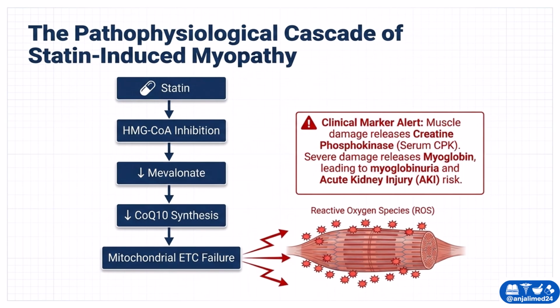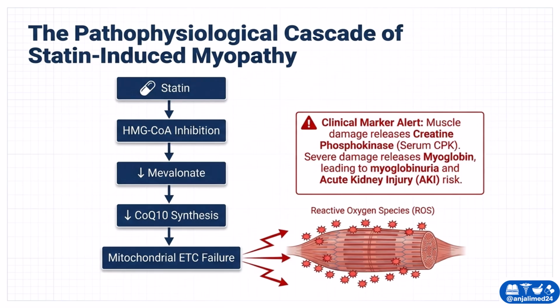Now let's connect everything into one pathophysiological cascade. It starts with statins, which inhibit the HMG-CoA reductase, leading to a drop in mevalonate, and that means reduced coenzyme Q10 synthesis. Now, here's the problem. Without coenzyme Q10, the mitochondrial electron transport chain begins to fail. Less ATP, more reactive oxygen species, and ultimately muscle cell damage. Clinically, this is what we see as statin-induced myopathy, and it does not stop there.